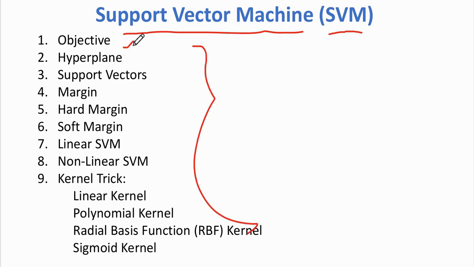What is the main objective of SVM? What is meant by hyperplane, support vectors, margin, hard margin, soft margin, and the different types of SVM, that is linear SVM, non-linear SVM, and kernel trick and different types of kernel trick. Let us try to understand these key concepts. They will be very helpful while implementing SVM classification or SVM regression. While attending interviews also, they may ask questions from these concepts only.